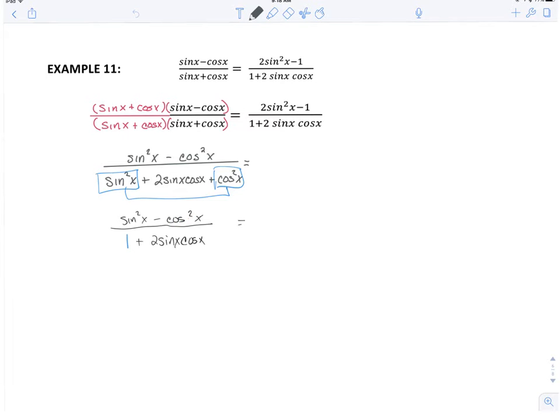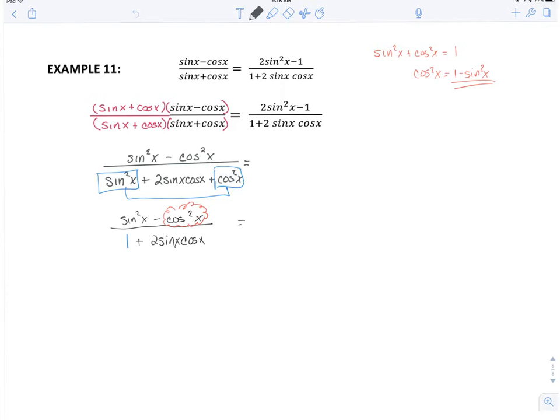So we are going to go back to one of our Pythag identities, where we know, of course, that sine squared plus cosine squared is equal to 1, but we can write cosine squared as 1 minus sine squared. And that's what we're going to use. We're going to use this cosine squared here, and we're going to replace it with 1 minus sine squared, but we're going to do it very carefully.